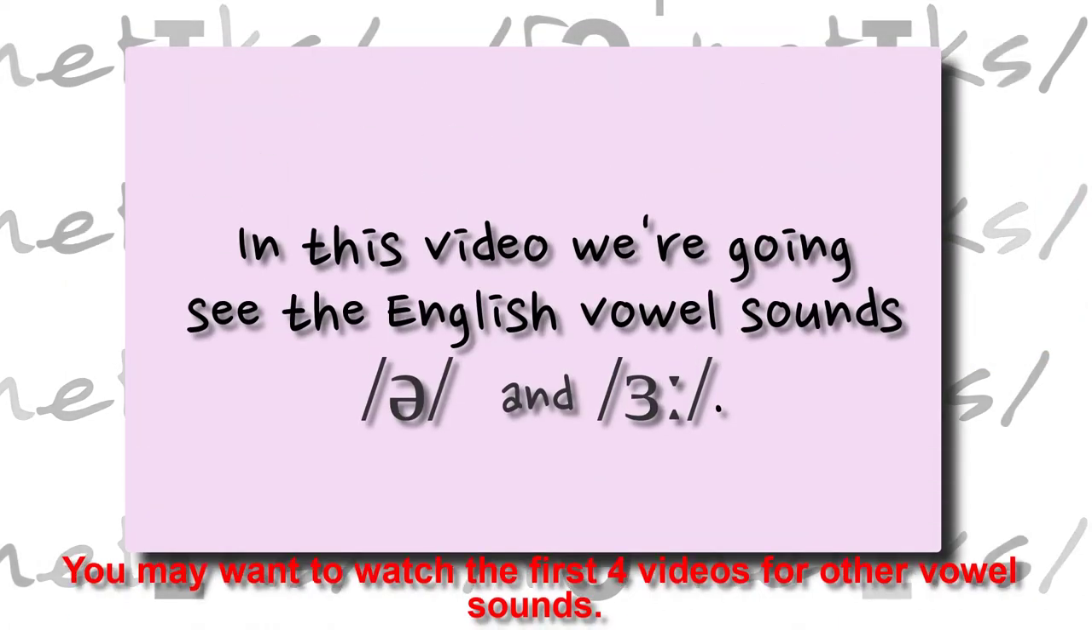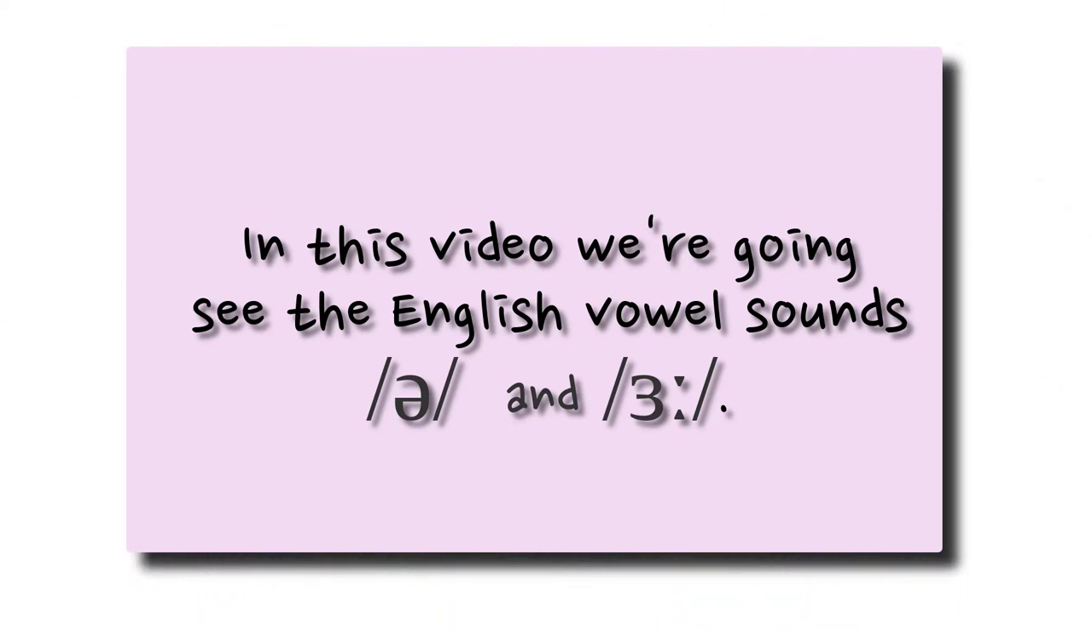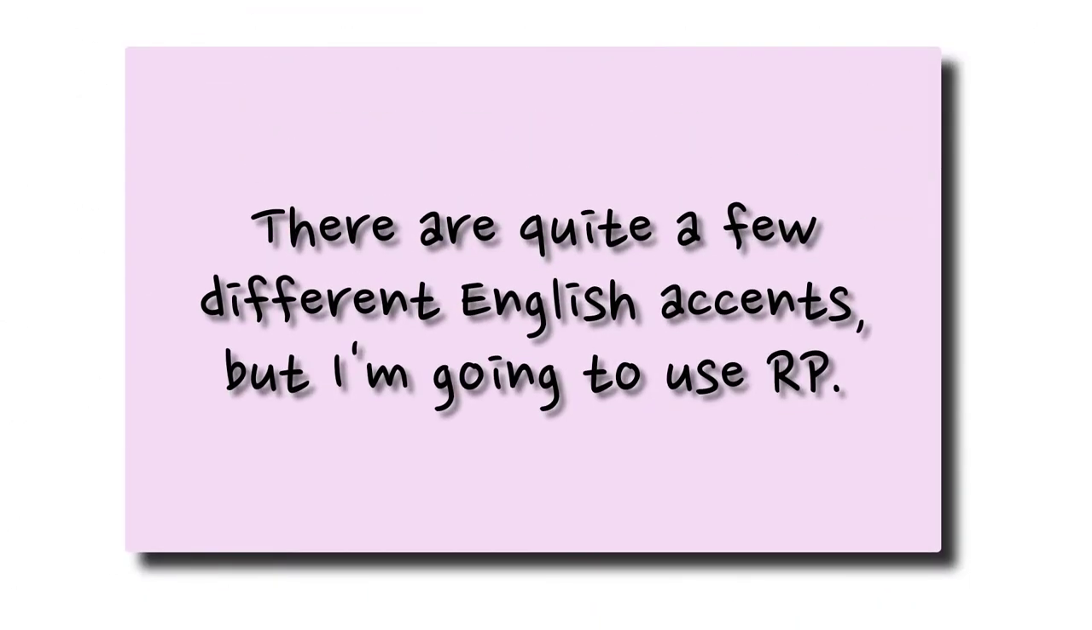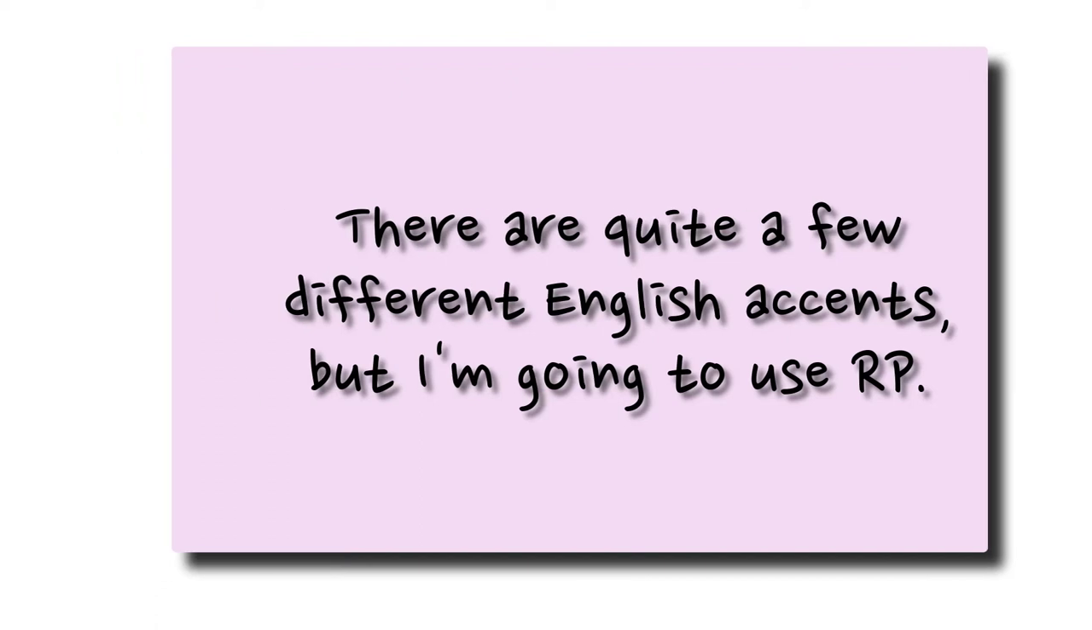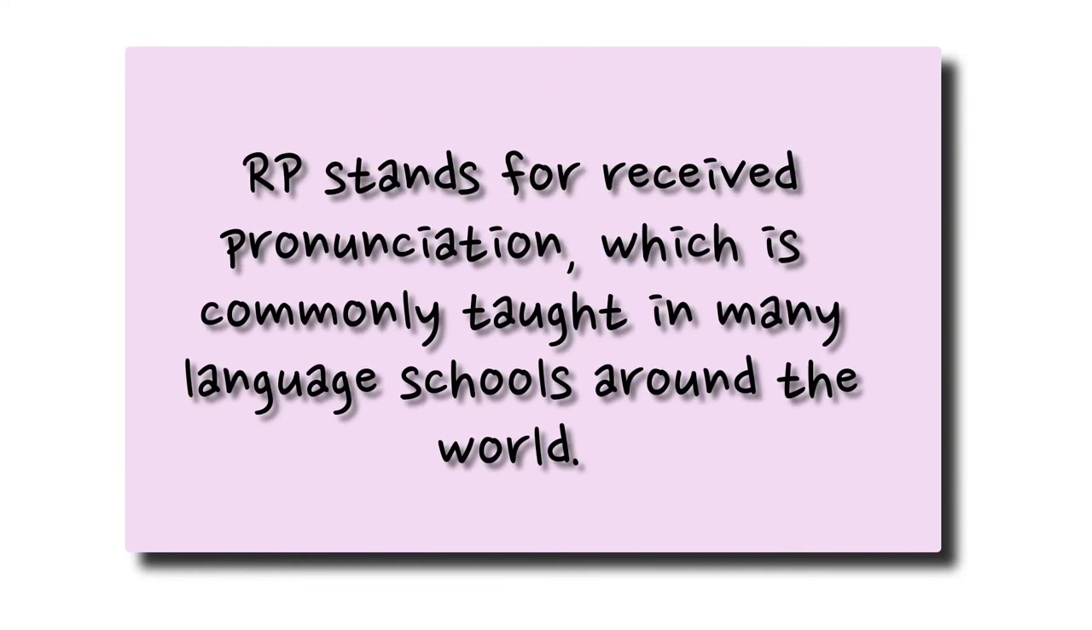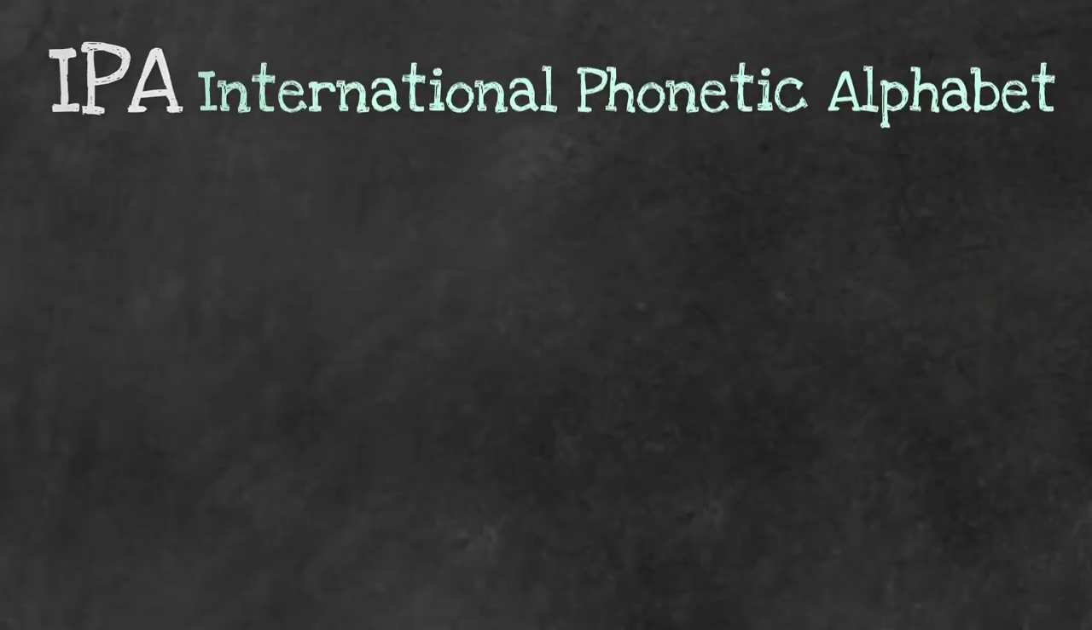Hello, in this video we're going to see the English vowel sounds /ə/ and /ɜː/. You may want to check the first four videos for other vowel sounds. There are quite a few different English accents, but for this video I'm going to use RP. RP stands for Received Pronunciation, which is commonly taught in many language schools around the world. During this course, we're going to see the IPA symbols, which stand for International Phonetic Alphabet.